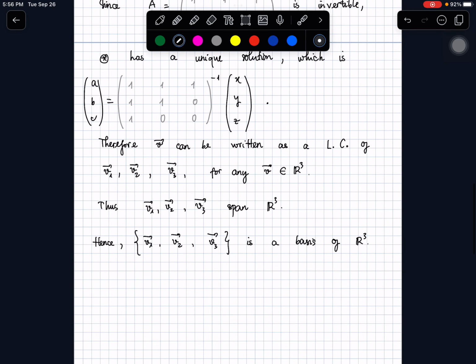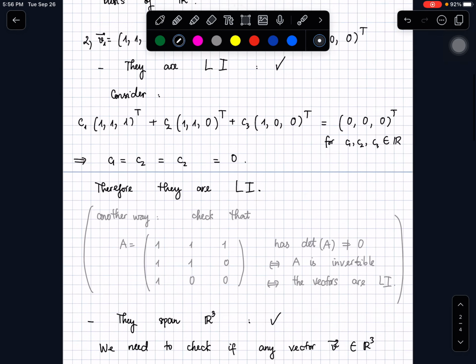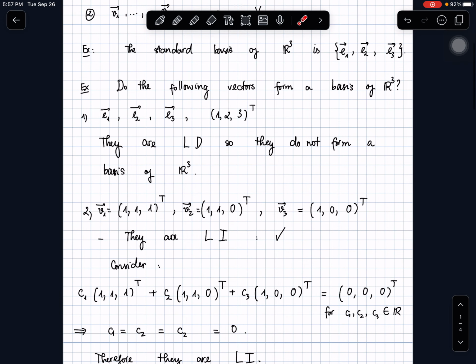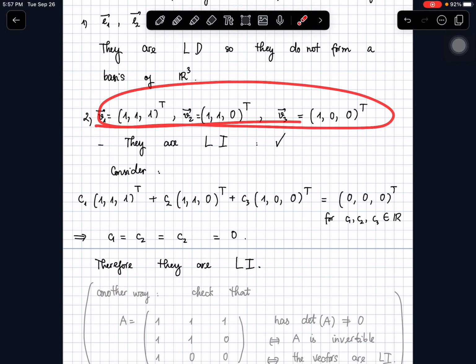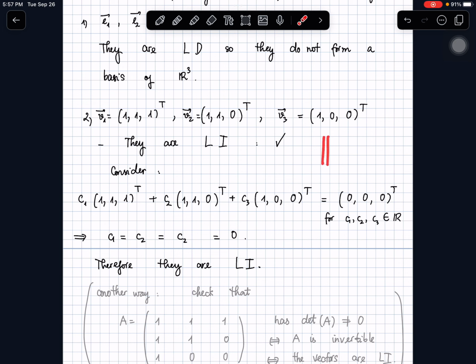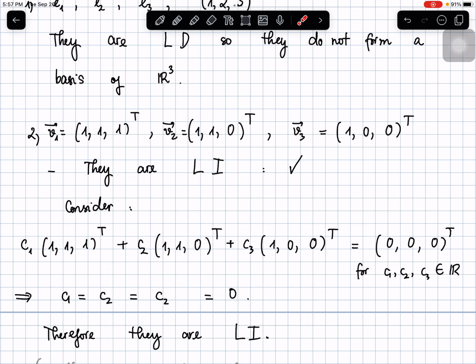So I have a comment here. Because we are given exactly three vectors in R3, the number of vectors here equals the dimension of the vector space. So in fact, one condition is enough. If they are linearly independent, then we can conclude that they form a basis of R3. But that's for a later theorem. So if we are given three vectors in R3, we only need to check the first condition. The second condition automatically holds.